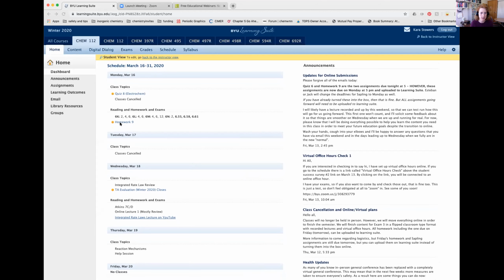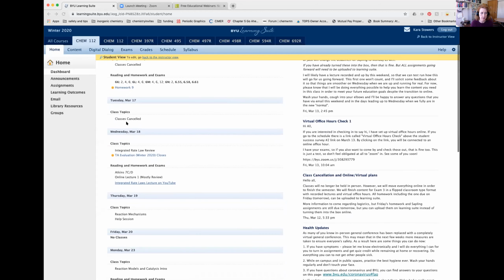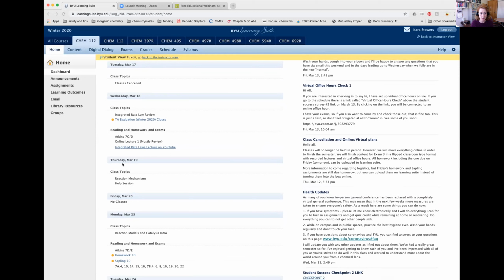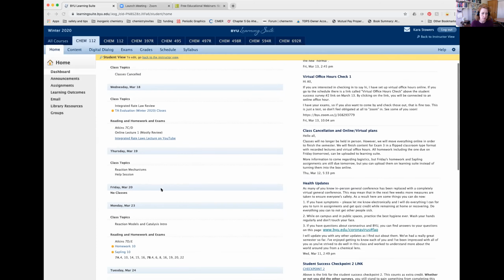So I'm going to show you what Learning Suite looks like for you, just real quick. This is what your view should look like, where you've got the electrochem quiz that was due on Monday, and homework 9 was due on Monday. Classes were canceled on Tuesday, and then you can see the lectures will be either here or here. This one will populate Thursday, March 19th. By the time you read this, it will say reaction mechanisms, and then it will say reaction mechanisms lecture on YouTube with a link. And then those will be the 2 lectures associated with this week.